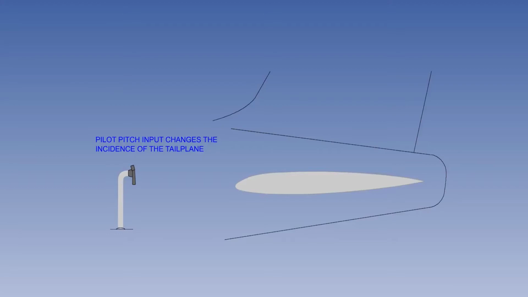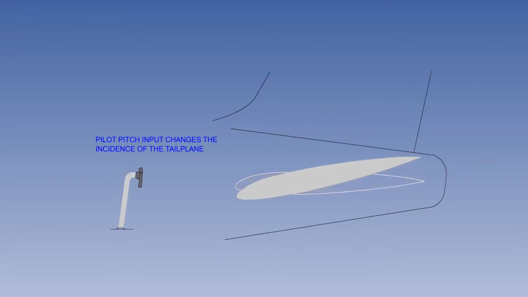The all-moving slab tailplane is sometimes used instead of an elevator for pitch control, when an elevator would not be powerful enough. The pilot changes the angle of incidence of the whole tailplane to generate the required pitching moment. The tailplane pivots around a hinge when the pilot moves the control column fore and aft.